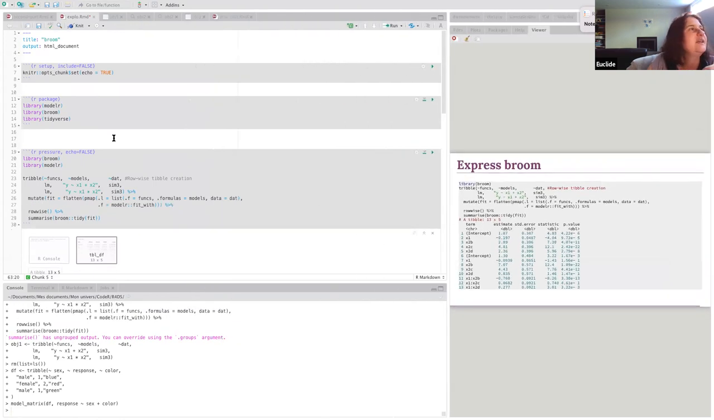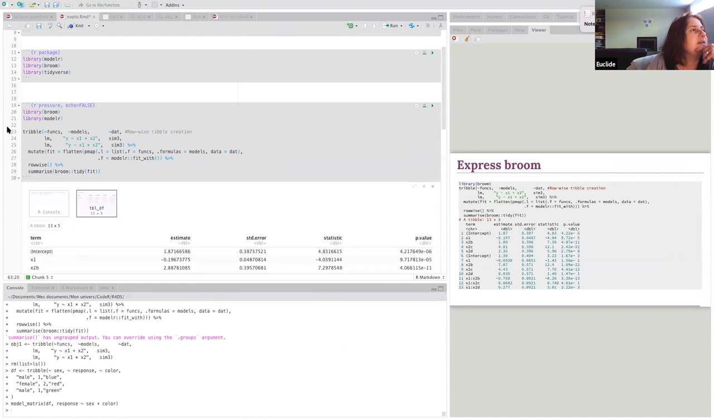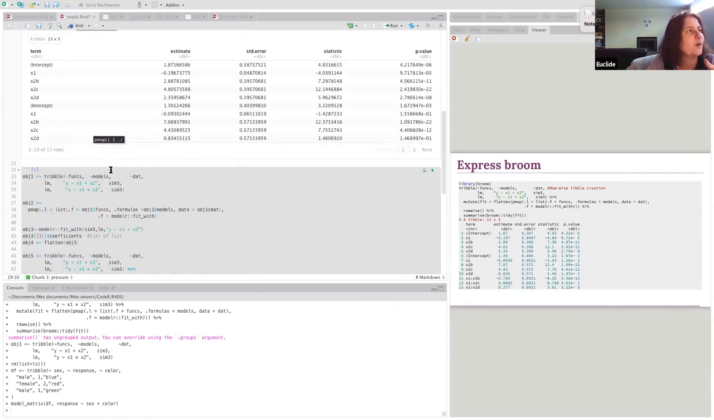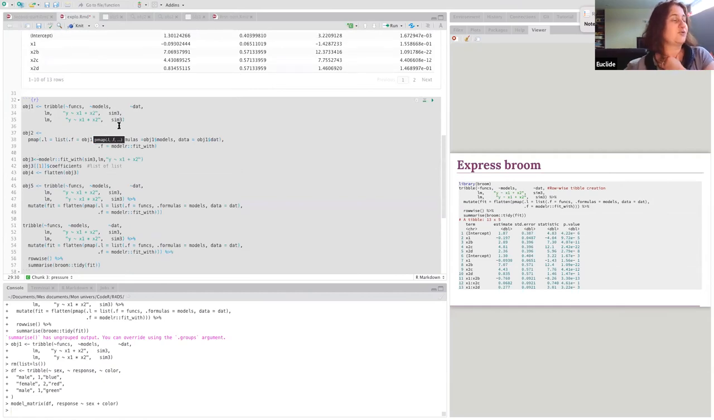So we can go here. We just need modelr, broom, and tidyr. And this one, if we review, is just a way to create a table, but by row. After we have a mutate, a fit, a flatten, a pmap, modelr fit_with, but this one is the easy one. It just means fit with this formula. And after we have broom and tidy. So what I wanted to do tonight is to try to split each object, to try to understand what it is. It is why I don't have more slides.